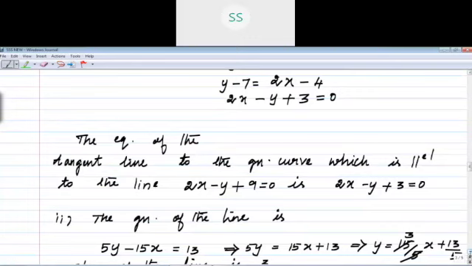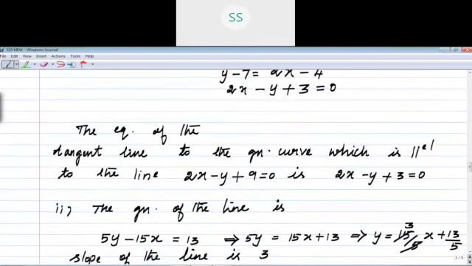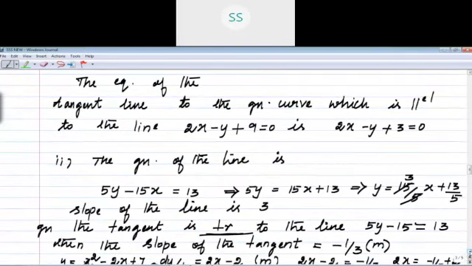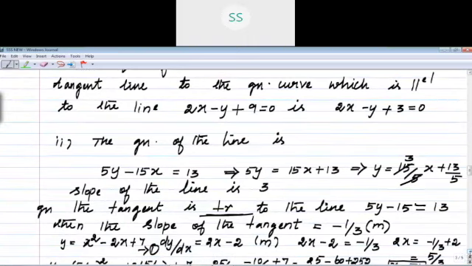The equation of the line is given, that you modified in terms of y = mx + c. You arrived at slope as 3. Here it is given as perpendicular, right? What is given? Perpendicular. So perpendicular means write the reciprocal with the opposite sign. So -1/3.